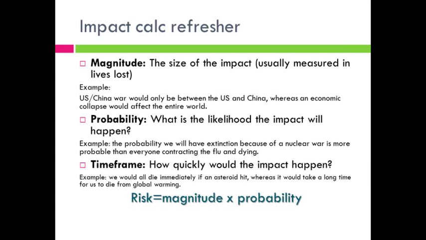Okay, so here's an impact calc refresher: magnitude, probability, and time frame. Magnitude is the size of an impact. Probability is the likelihood an impact will happen. And time frame is how quickly the impact will happen. If you're confused or don't remember impact calculus, just go back and watch the impact calc video, because I talk about these three impact calculuses, ways to weigh impacts, and how to win on each one. There's also a fun activity that you should definitely do if you haven't already.